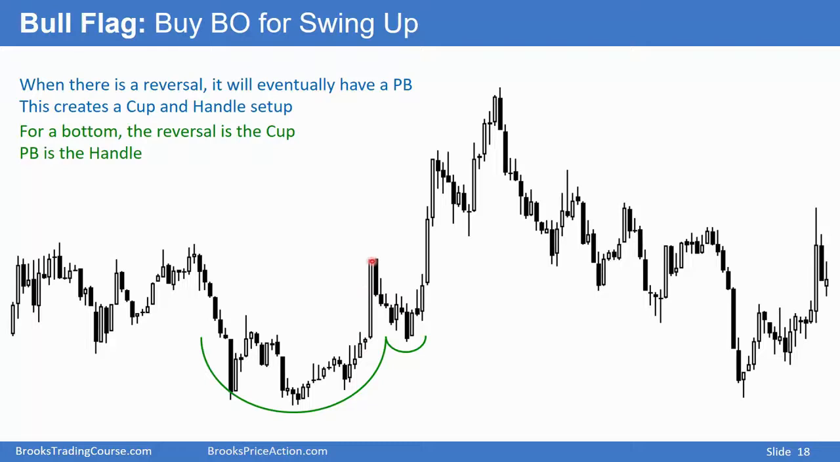Traders look either to buy the reversal up initially, the breakout, or the pullback from the breakout, the handle, the buy above the bull bar, looking for what they hope is a trend up. It's often also a higher low major trend reversal. We have a bear trend, a bull breakout, and a higher low.